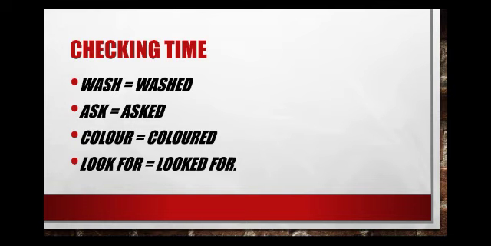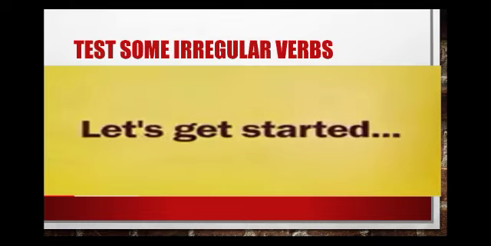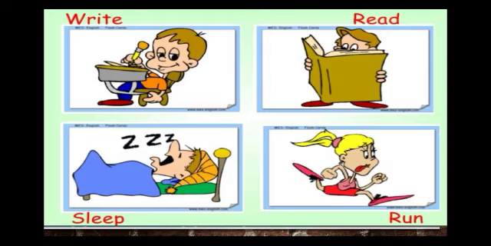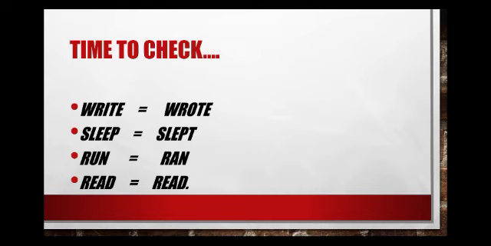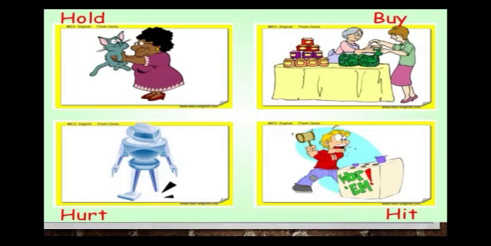Now what about your irregular verbs? Have you understood them also? Let's check them out. Okay, so let's get started. Look at these pictures. Ready for the answers? Write, wrote; sleep, slept; run, ran; read, read. Now in the last example, look that we have not changed the spelling. R-E-A-D, read; R-E-A-D, read. Only the pronunciation is changing. The spelling is same. Now look at the next set of pictures and think about their past tenses.